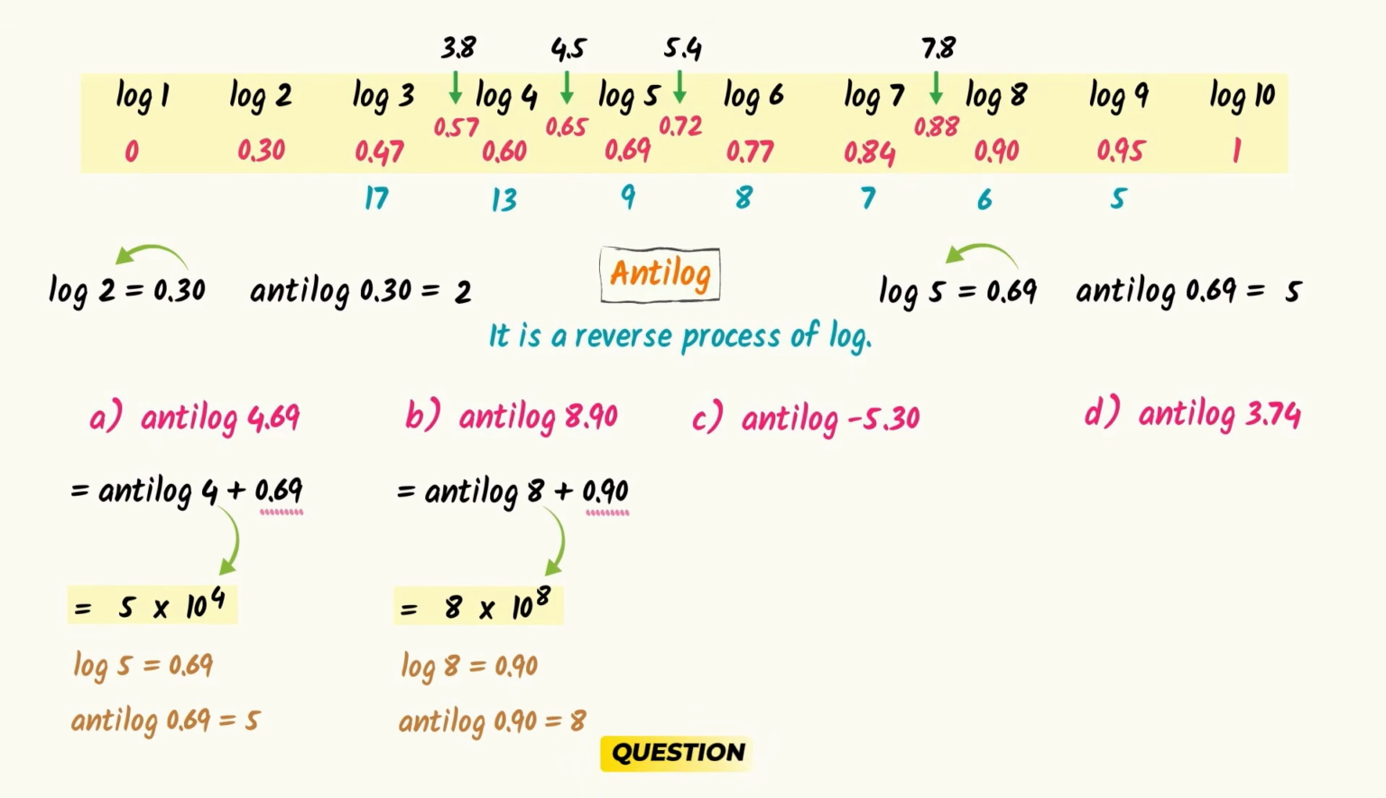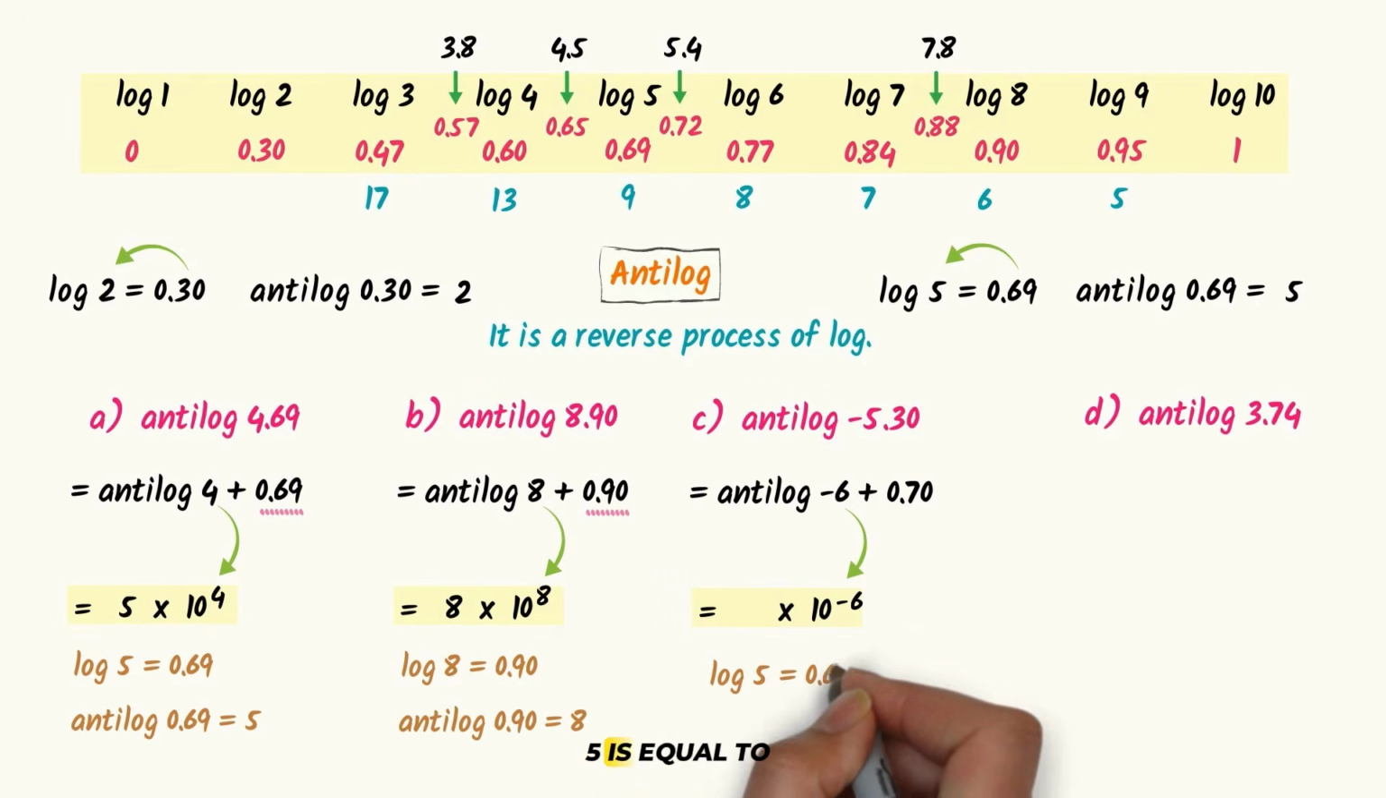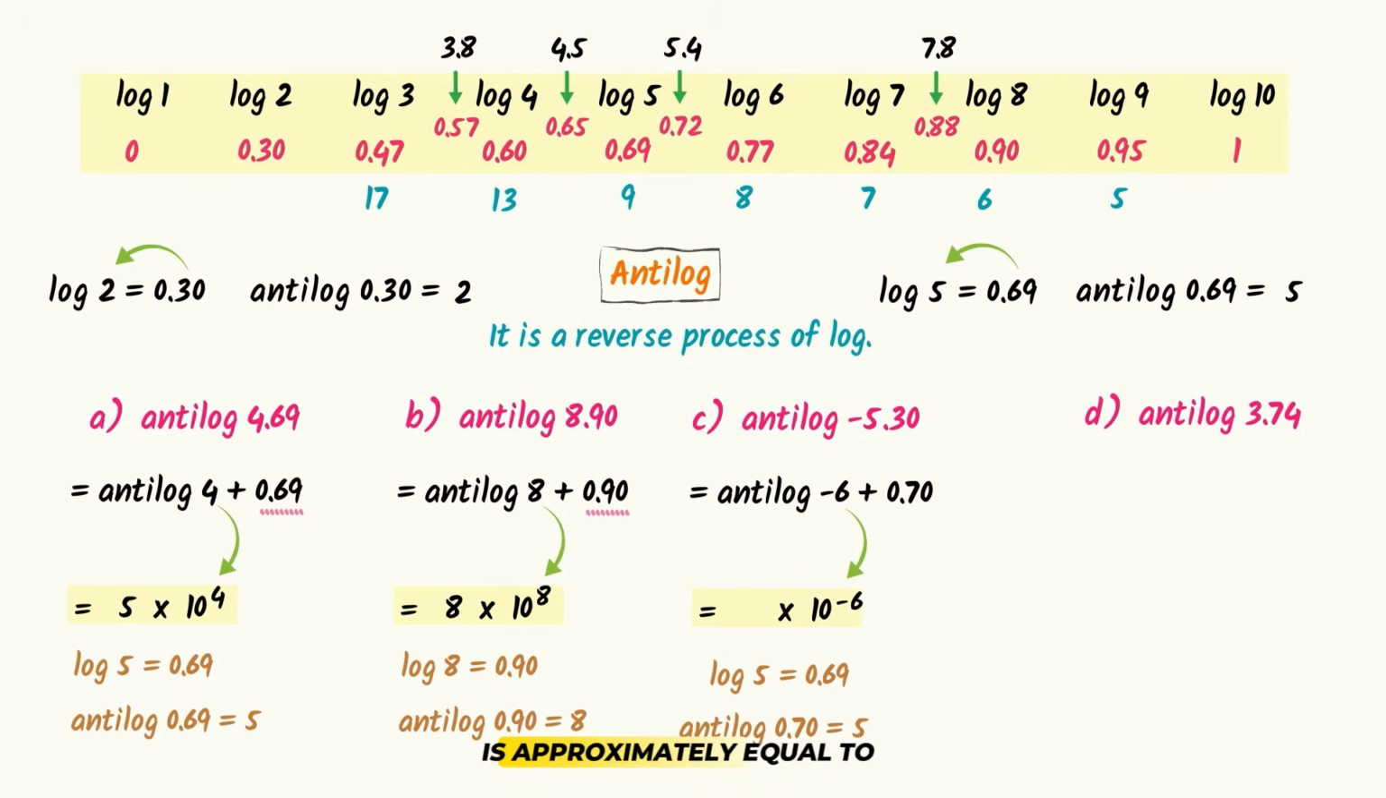In the third question, I write antilog of negative 6 plus 0.70. I mean negative 6 plus 0.70 is equal to negative 5.30. Now I write this negative 6 as 10 raised to the power negative 6. We know that log 5 is equal to 0.69. Then antilog of 0.70 is approximately equal to 5. I write 5 times 10 raised to the power negative 6. Thus antilog of negative 5.30 is approximately equal to 5 times 10 raised to the power negative 6.